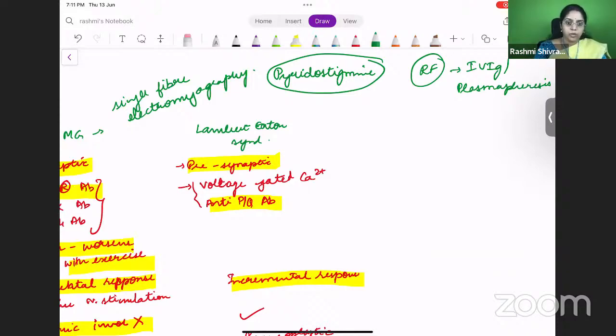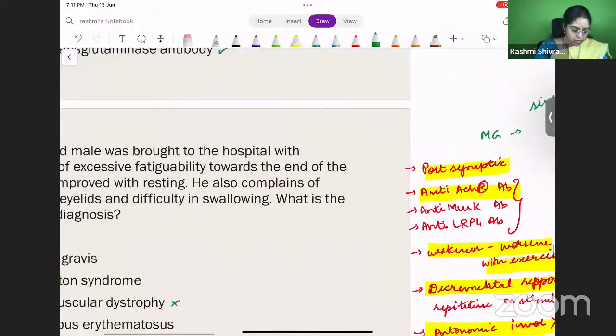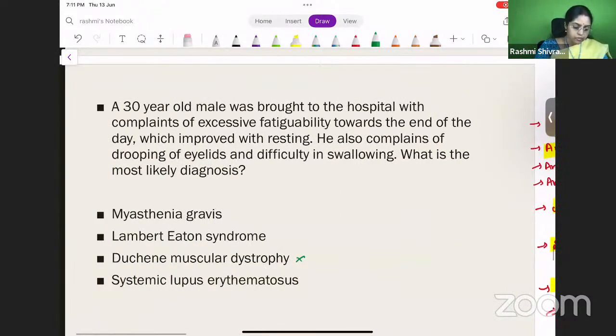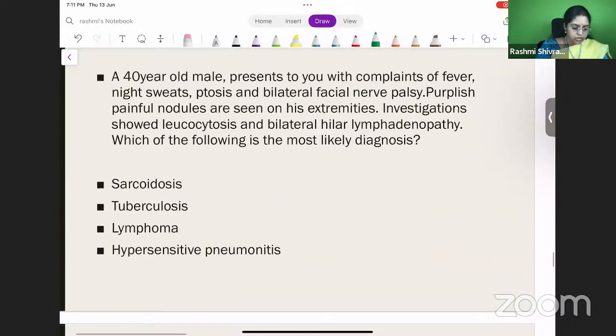The answer to this question is: the patient has excessive fatigability towards the end of the day, which improves with resting. Drooping of the eyelid, ptosis, was there, and difficulty in swallowing. There is no mention of any autonomic involvement, and it's a male. Just to confuse you, it is more common in females, but males also present with myasthenia gravis. So the answer will be myasthenia gravis. Let's move on to the next question.